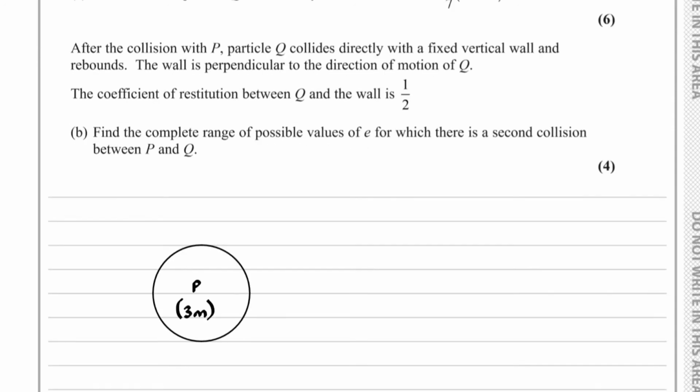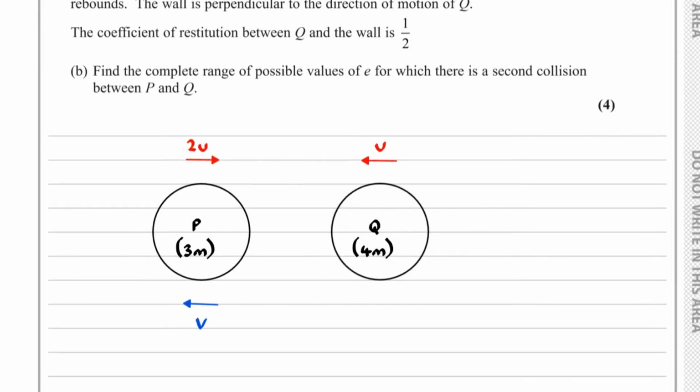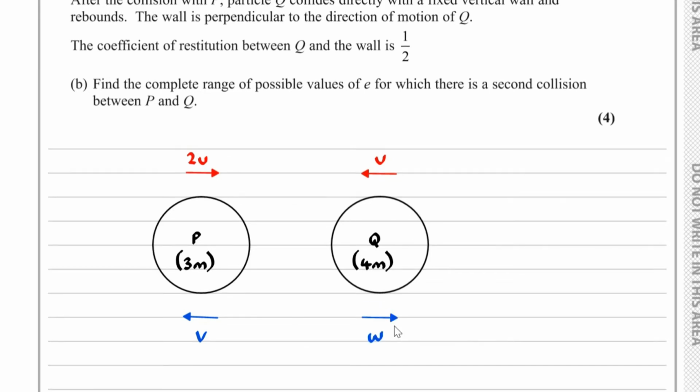So we've got P and Q shown here. We've got the speed of P 2u before and the speed of Q u before. The speed of P after is v, and the speed of Q after is w.